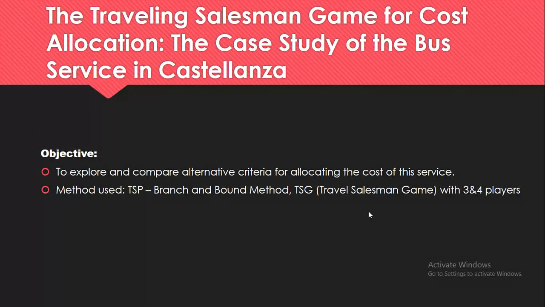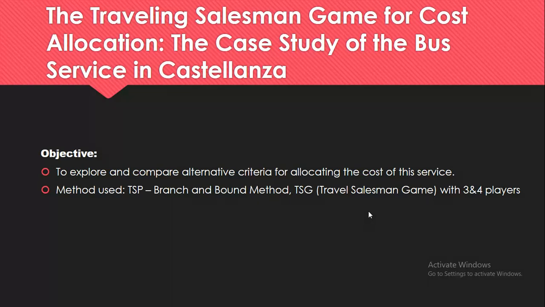So next is the second paper. The objective of this paper is to explore and compare alternative criteria for allocating the cost of this service. To solve the TSP problem, the author uses the branch and bound method, also using the salesman game with 3 and 4 players.